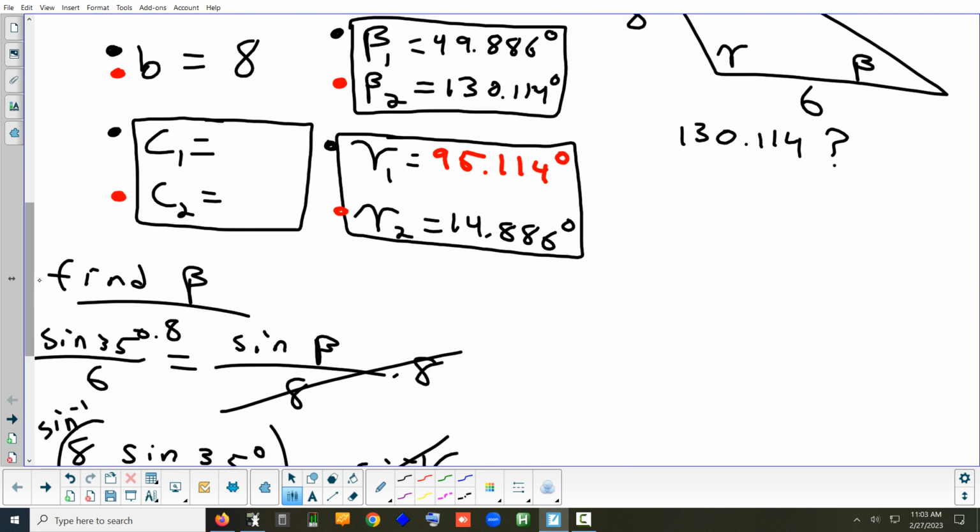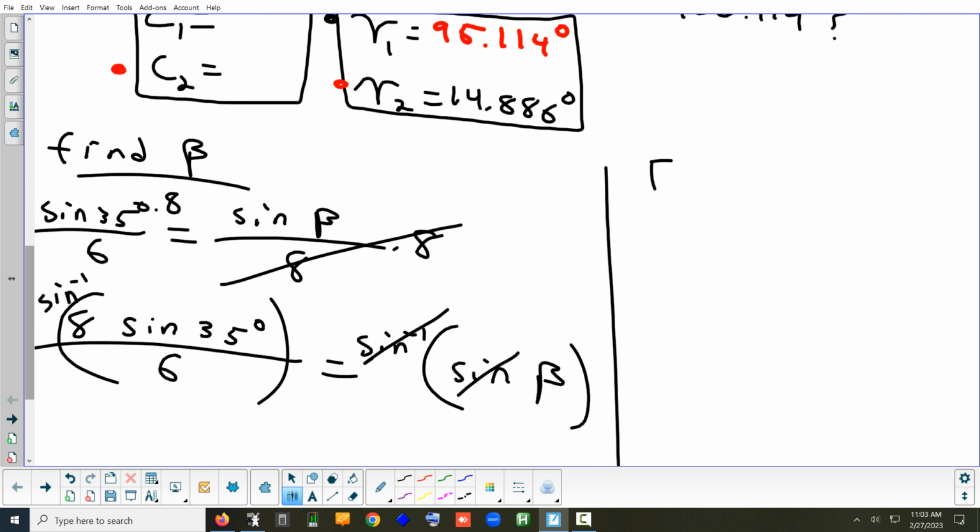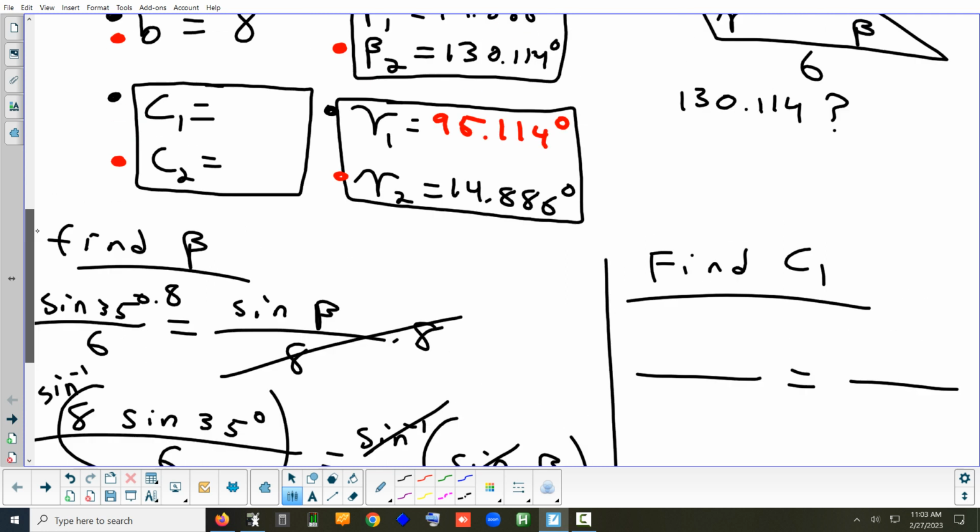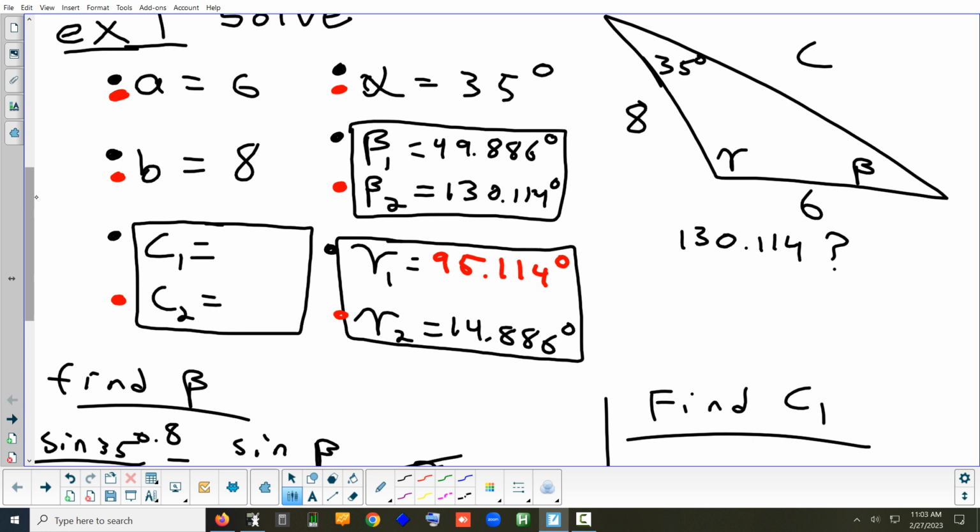Okay, now let's do C1. You're going to set up a proportion, and C1 is part of the black triangle. So we need a black row in the table that has everything in it. How many rows in the table from the black triangle are full? The first 2. A and alpha are part of the black problem, and so are B and beta 1.